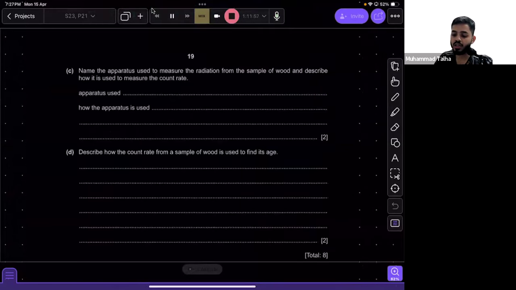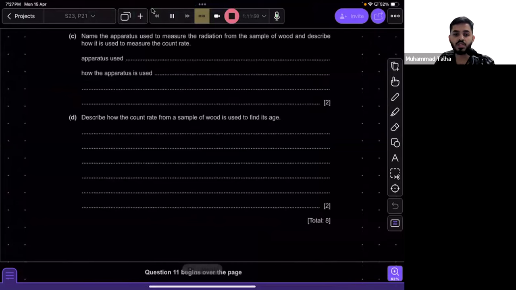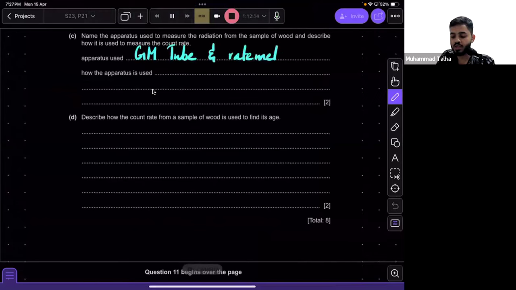C, name the apparatus used to measure the radiation from the sample of wood and describe how it is used to measure the count rate. So the apparatus used is a GM tube and a counter, or you can also say a rate meter. Both of these are correct. So how is this used?